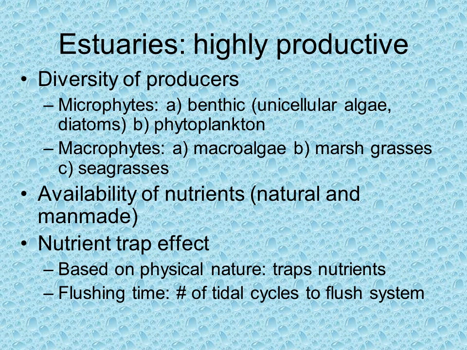Now, they're also highly productive. There's a diversity of producers in estuaries, and there's a lot of nutrients available. The producers include microphytes and macrophytes. The microphytes are the phytoplankton, or any unicellular algae like diatoms or dinoflagellates. The macrophytes include everything from all the different marine algae that might be present, any kind of marsh grasses, or any seagrasses that might be subtidal. So they use these nutrients to grow and reproduce.